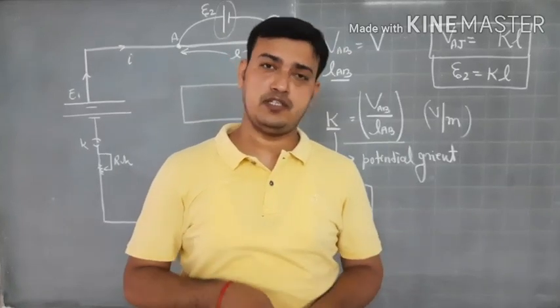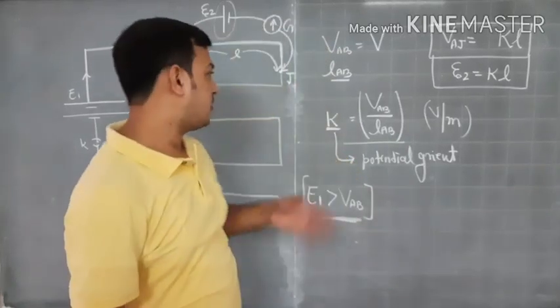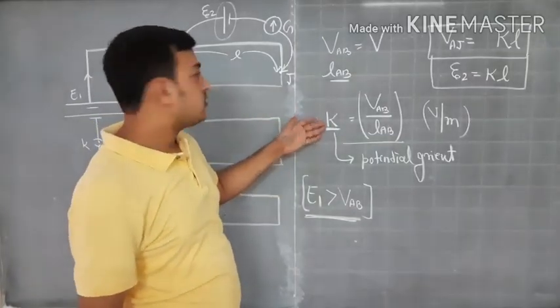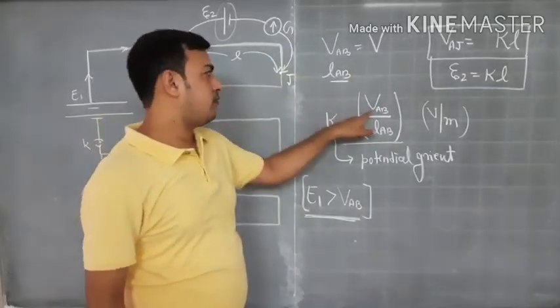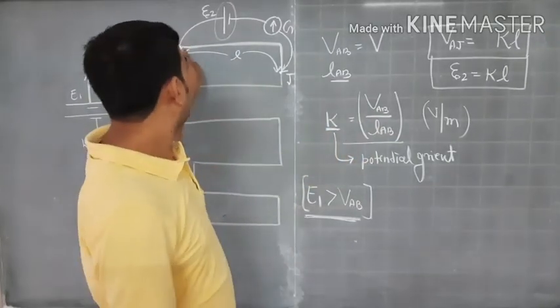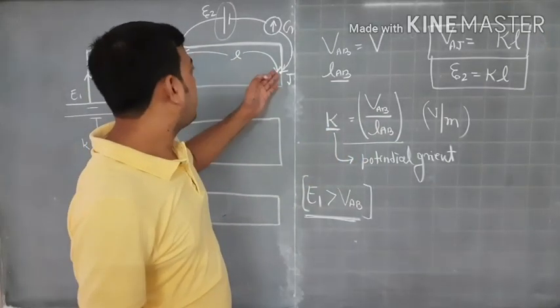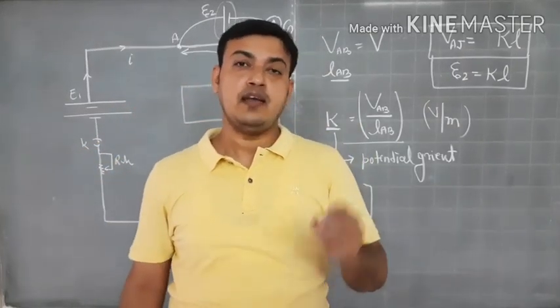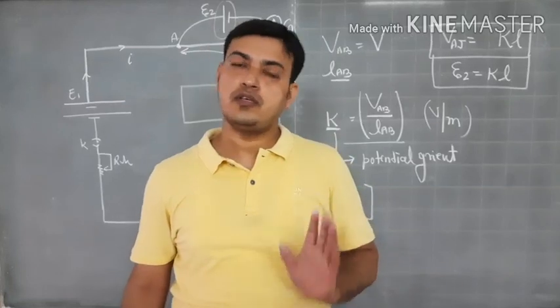So this is how the potentiometer works. First of all, we need to understand what K is. For K, you have to divide the voltage drop across the wire by the length of the wire, and the second is to find the balancing length, which means the point or the length at which the galvanometer shows zero deflection.